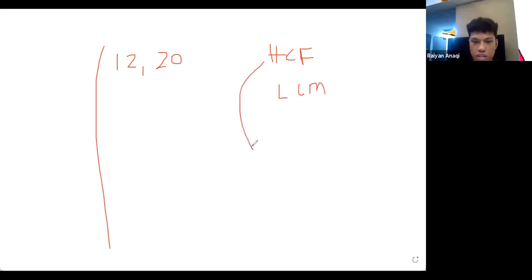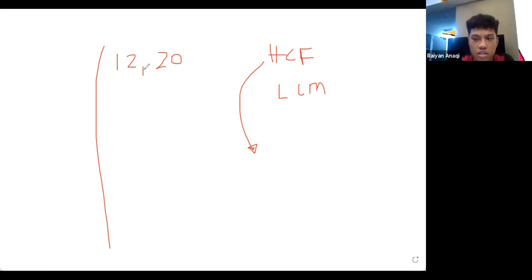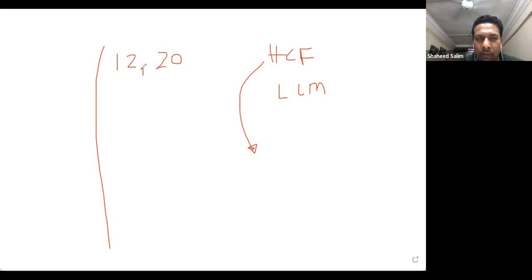HCF is highest common factor. But what does it mean in plain English? It means what's the biggest number I can divide both of them? Okay, you guess what's the biggest number I can divide both of them? No need to think. Four. Okay, so now let us try using this prime factorization method to do it.